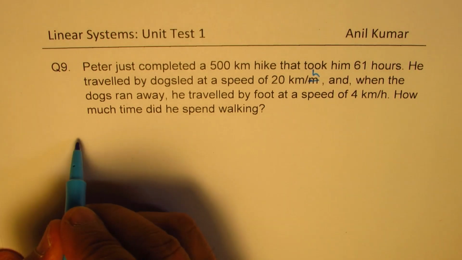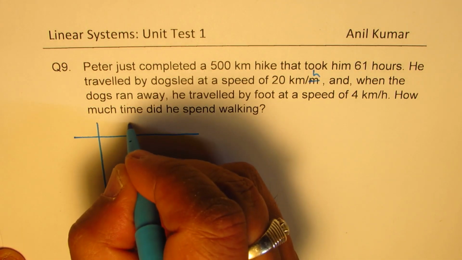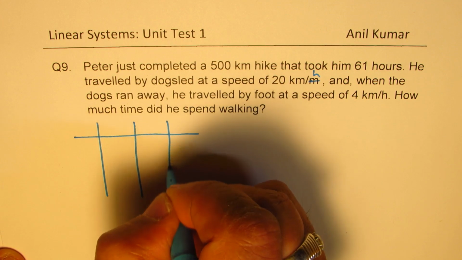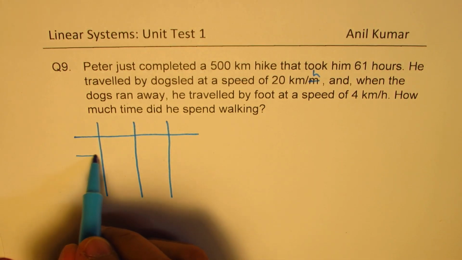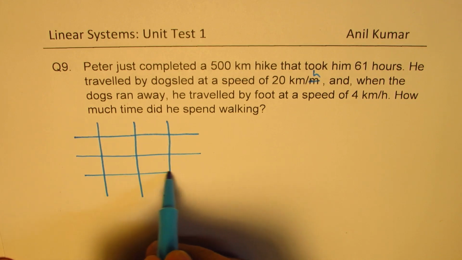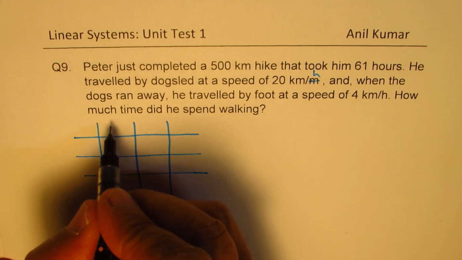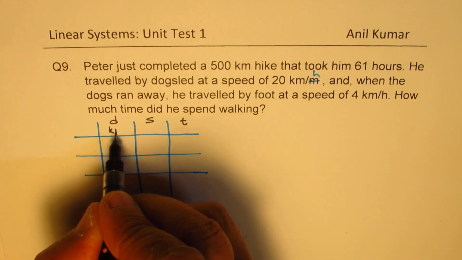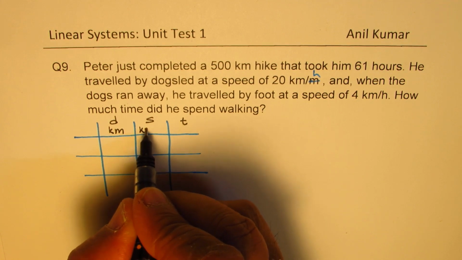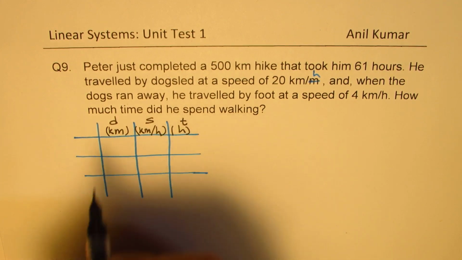So again, same strategy we are going to use. We'll make distance, speed, time, three columns, right? Okay, and we're traveling by two modes. So we have distance, speed, time. Distance again is in kilometers. Speed will be kilometers per hour. Time is in hours, correct? So these are the units.